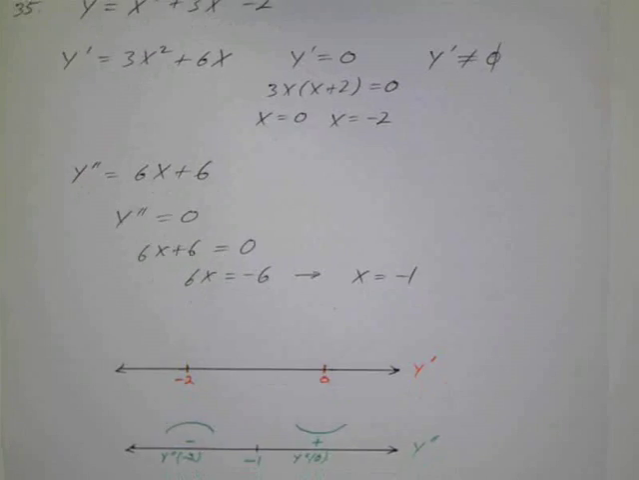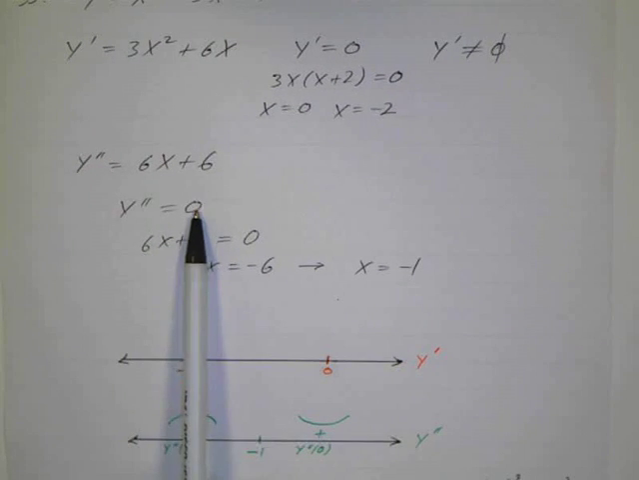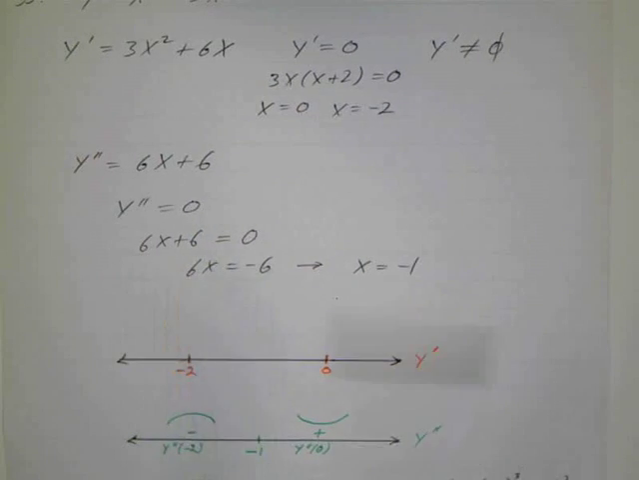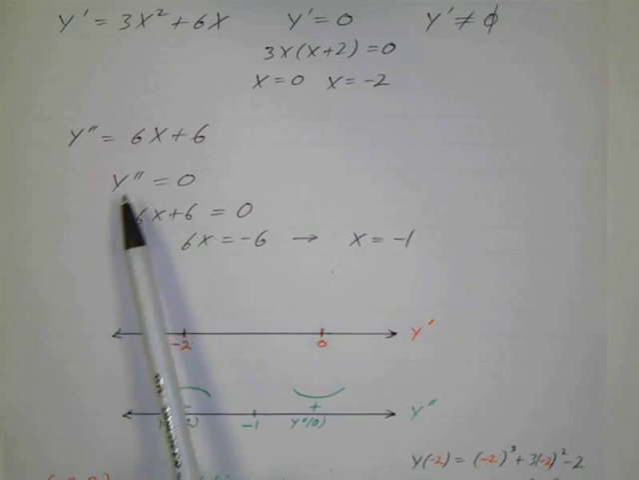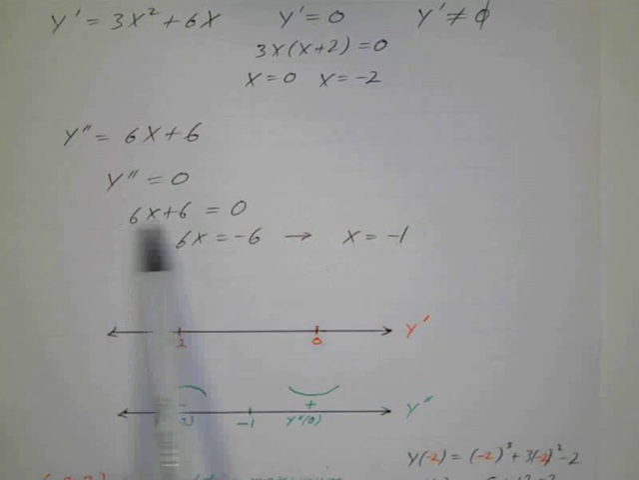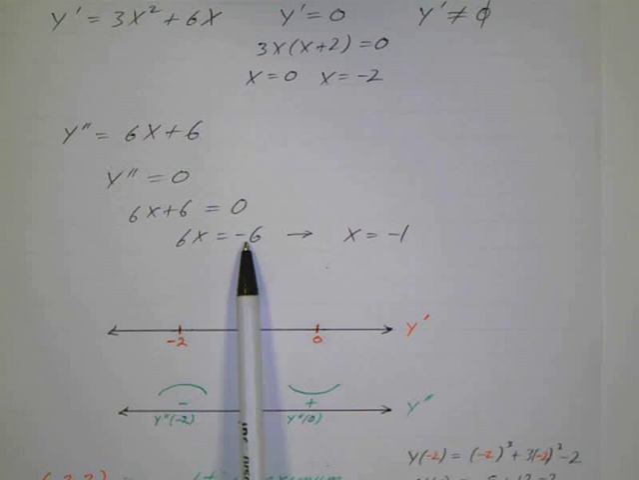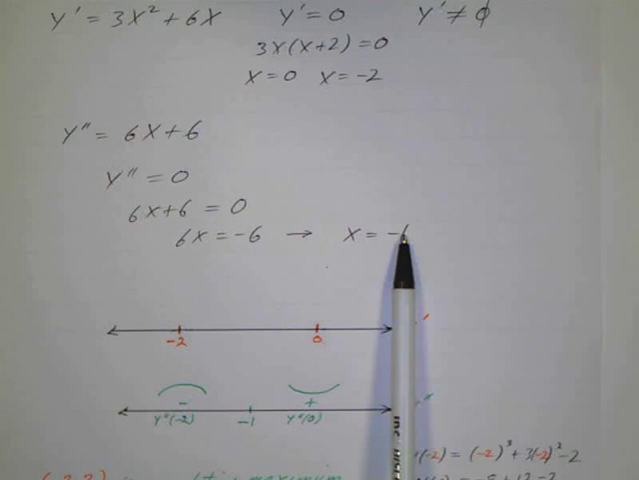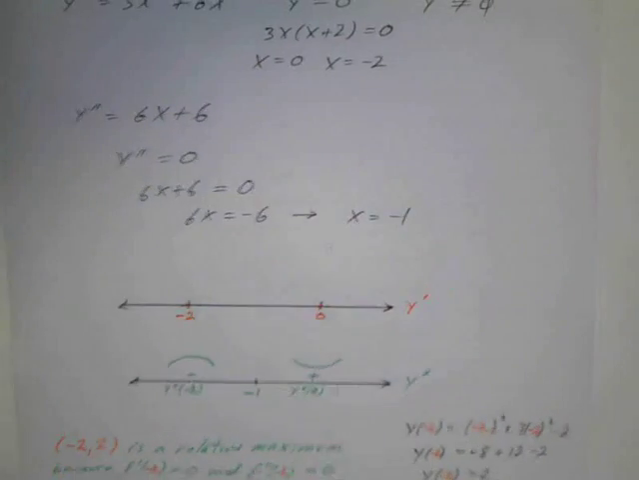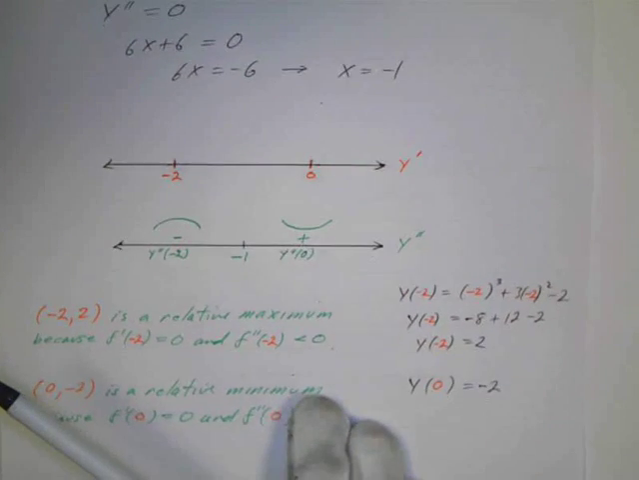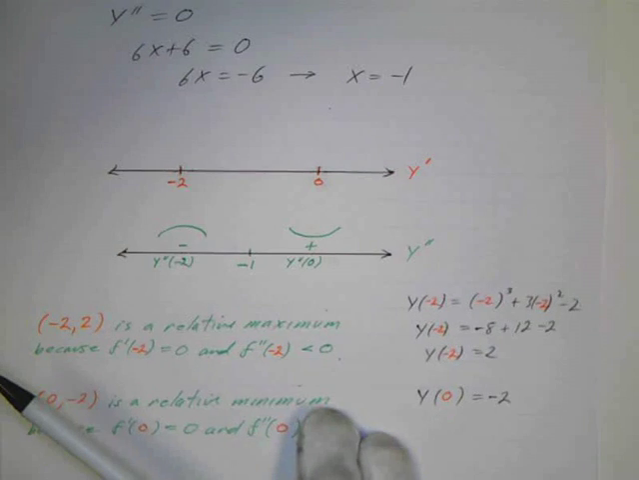And again, we can set that equal to 0. It's not undefined, but it's equal to 0, which is actually a straight line. So I set it equal to 0. I get 6x equals negative 6, so x equals negative 1. So again, I draw both my first and second derivative lines.